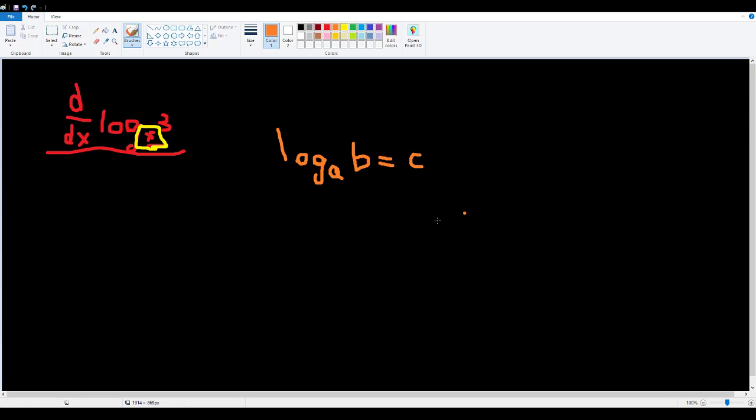Now, we don't know any of these variables, but it doesn't really matter what they are, because we can then rewrite this as b equals a to the c, right? That's the way exponents work in relation to logarithms. It's basically the definition of what a logarithm is. So, yeah, we have this now.